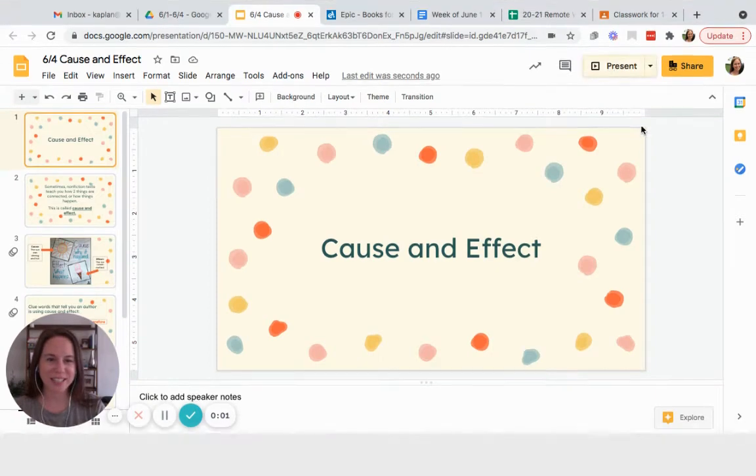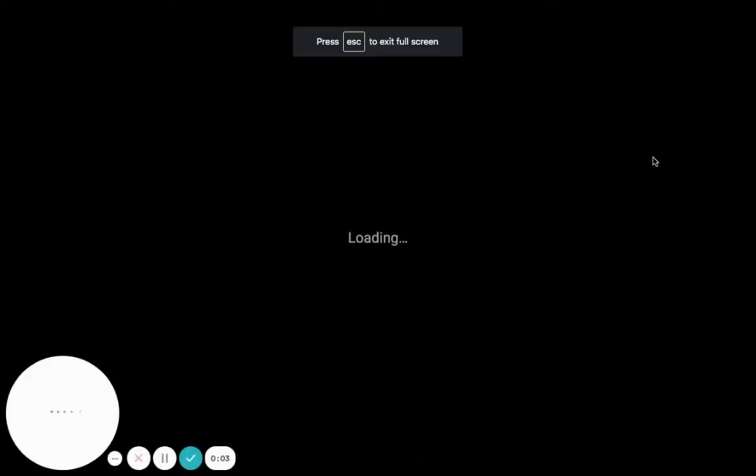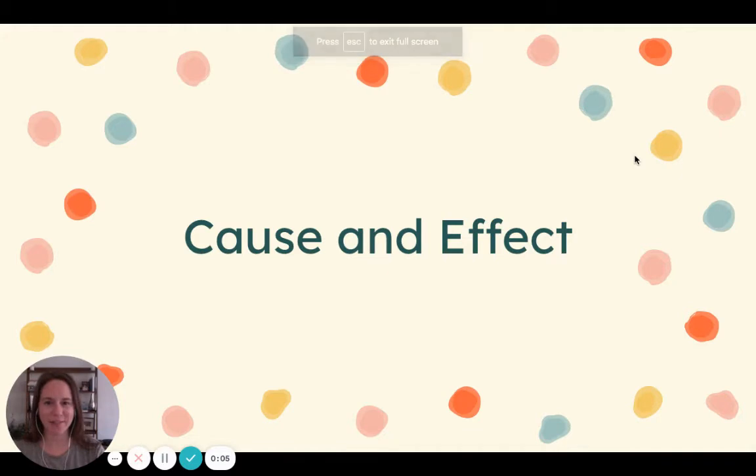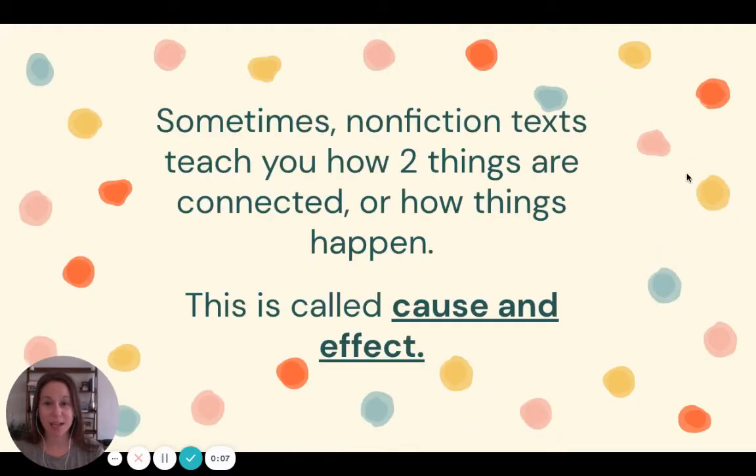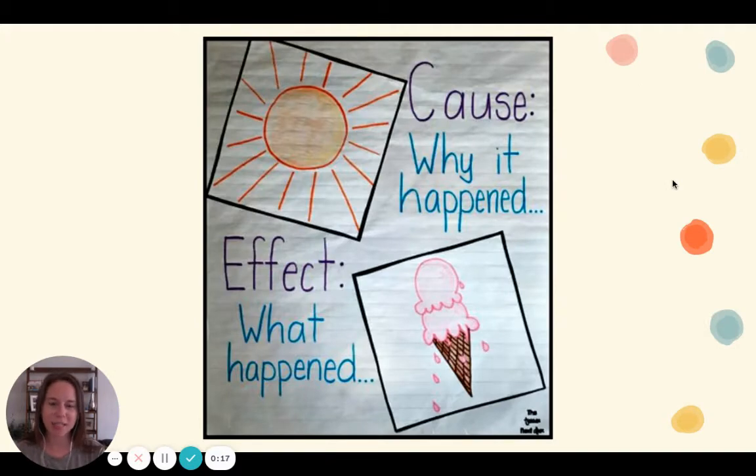Hi, first graders. Today we're going to learn about cause and effect. Sometimes nonfiction texts teach you how two things are connected or how things happen. This is called cause and effect. Cause is why it happened, and effect is what happened. You can think of cause as the reason why something happens, and the effect as the result of that reason.